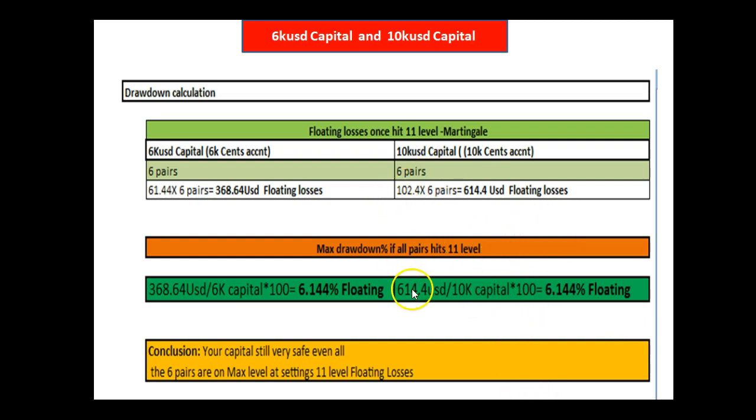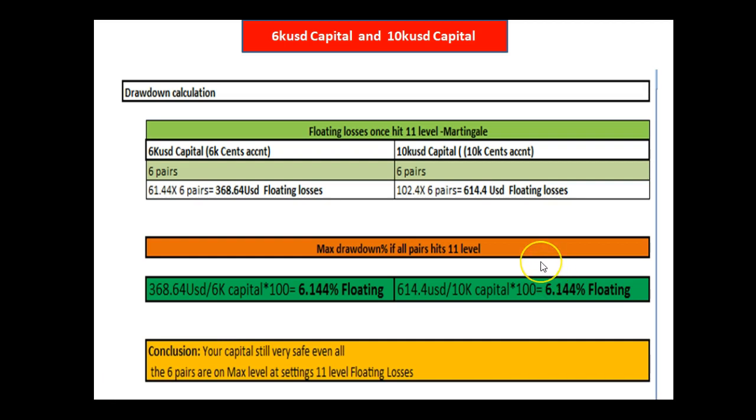So this is your floating losses. You divide it by the 10k capital and multiply by 100, which is equivalent to 6.144%, still very safe. So 6.144% floating losses while waiting for the market to reverse. Your capital is still very safe, even with all 6 pairs at the maximum level settings at 11 levels of floating losses.